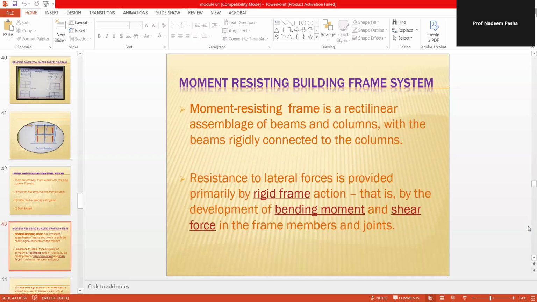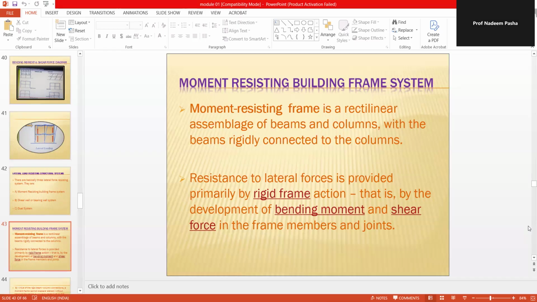So first is moment resisting building frame system. So what is a moment resisting frame? It is a rectilinear assemblage of beams and columns with beams rigidly connected to the columns.